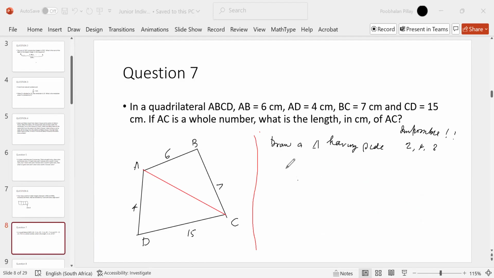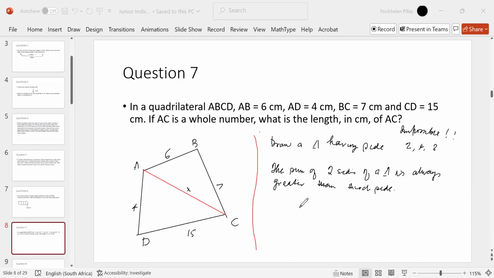So we say, here's an important fact. The sum of two sides of a triangle is always greater than the third side. If it's smaller, you can't draw it. So it means, for instance, now we don't know what this AC is. Let's call it X.